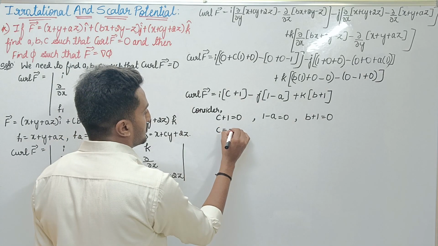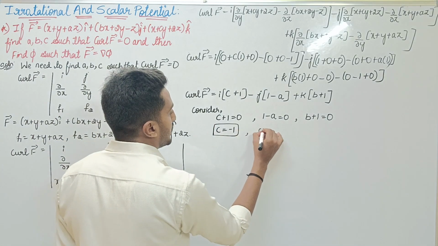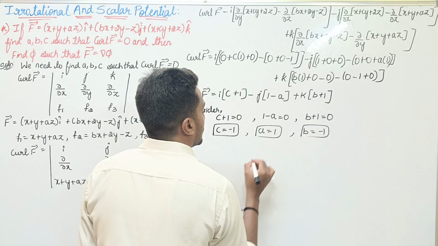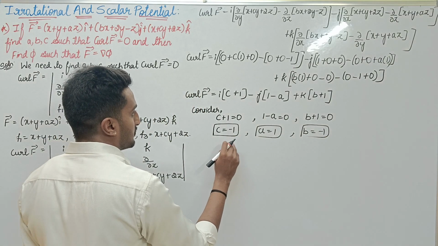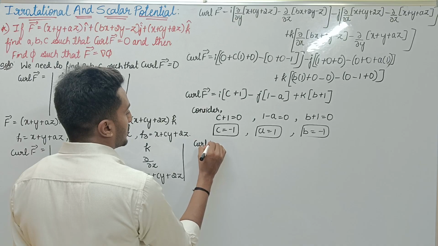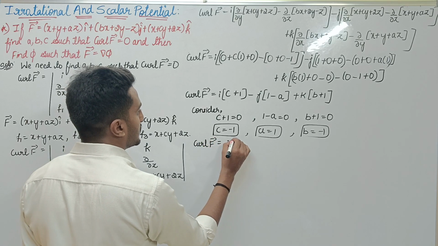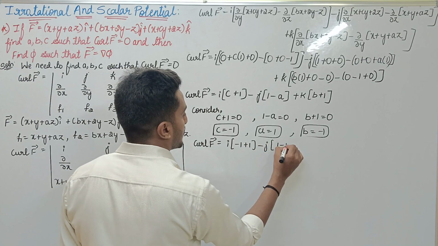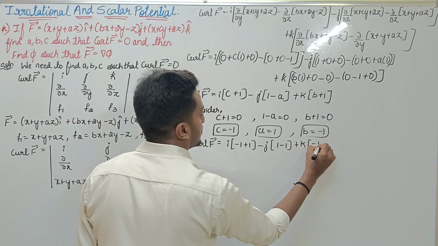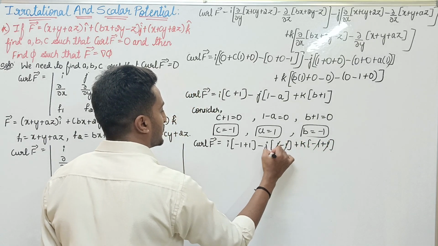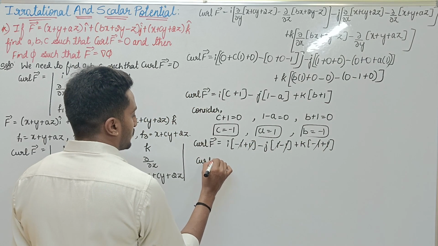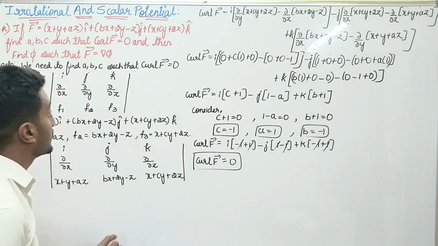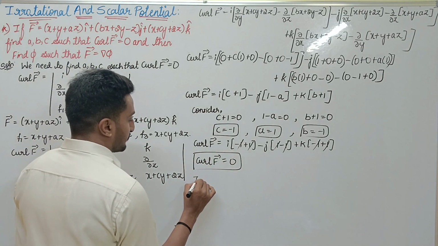So when c equal to minus 1, a equal to 1, b equal to minus 1, if I simplify, curl vector f is equal to i into (minus 1 plus 1) minus j into (1 minus 1) plus k into (minus 1 plus 1). Everything gets cancelled, curl vector f equal to 0. If curl vector f equal to 0, then the given vector field is irrotational.